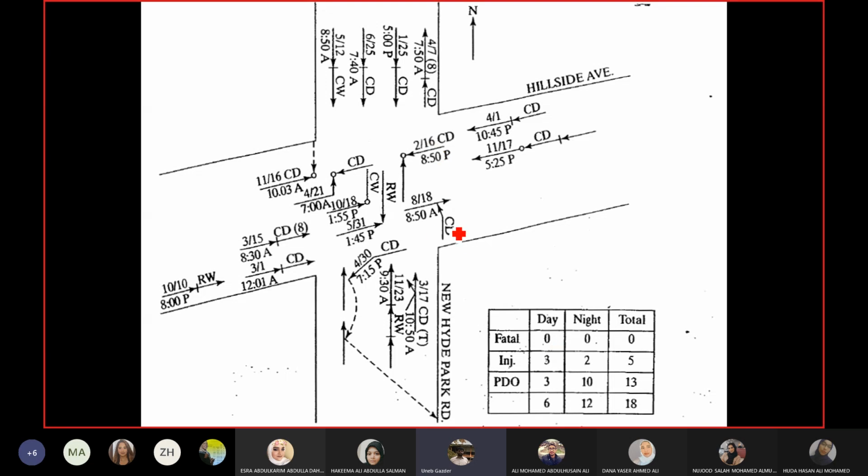Now because of the time, you can classify or stratify the accidents in terms of their timing. So how many accidents happened during daytime? 6. How many accidents happened during nighttime? 12. How many fatal accidents happened? None. Okay. How many injury accidents during daytime? 3. How many PDO during daytime? 3. How many injury during nighttime? 2. How many property damage during nighttime? 10. Okay, and so on. So these are the things which you can find from the collision diagram.